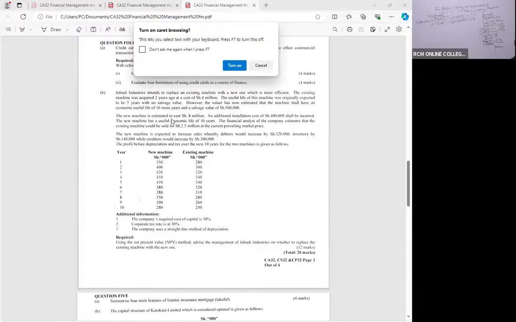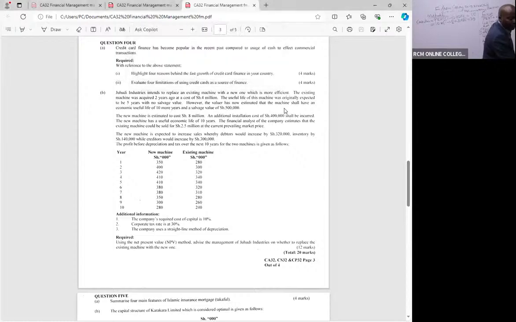The existing machine was acquired 2 years ago at a cost of 4 million. The useful life of this machine was originally expected to be how much here? As you can see there, the useful life of this machine was originally expected to be 5 years with no salvage value. However, the valuer has now estimated that the machine shall have an economic useful life of 10 more years, and a salvage value of 500,000.